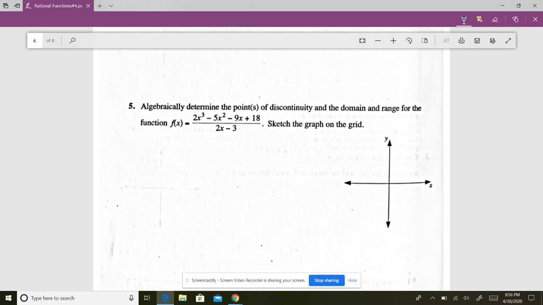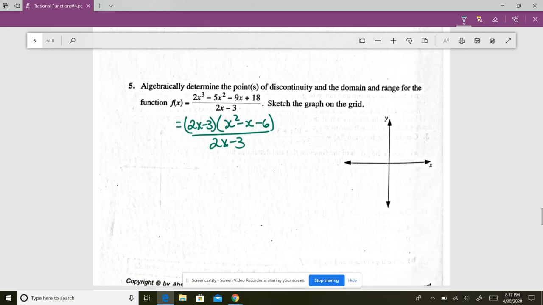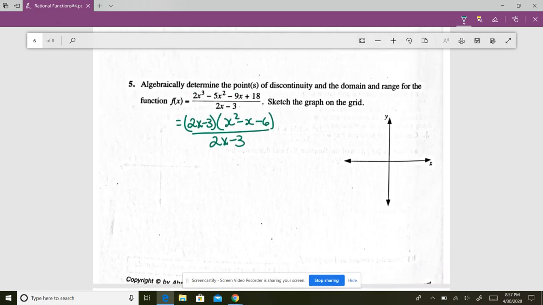And for number 5, you can write it as the numerator will be 2x minus 3 equal to x squared minus x minus 6 over 2x minus 3. Okay, so go from there as a starting point. So just 1 to 5, figure out the points of discontinuity and sketch the graph with the holes in them. I want the x and the y intercepts. Okay.